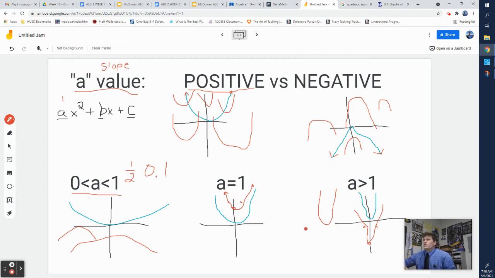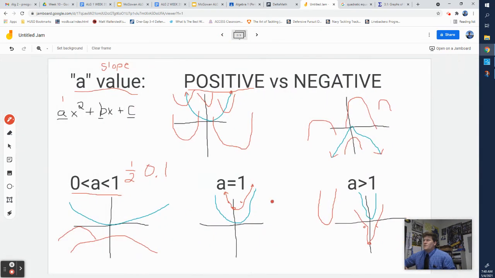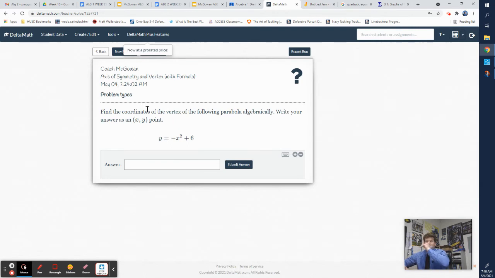So there's your quadratics. Looking at axis of symmetry, vertex, and then our A value to predict these different points. Let me show you some of this Delta Math. Now, the Delta Math that deals with this A value is going to be very straightforward. You're really just going to be focused on whether it's going up or down, positive or negative, and then you're going to match the graph to your A between 0 and 1, your A equals 1, and your A greater than 1. So take a look at this one.